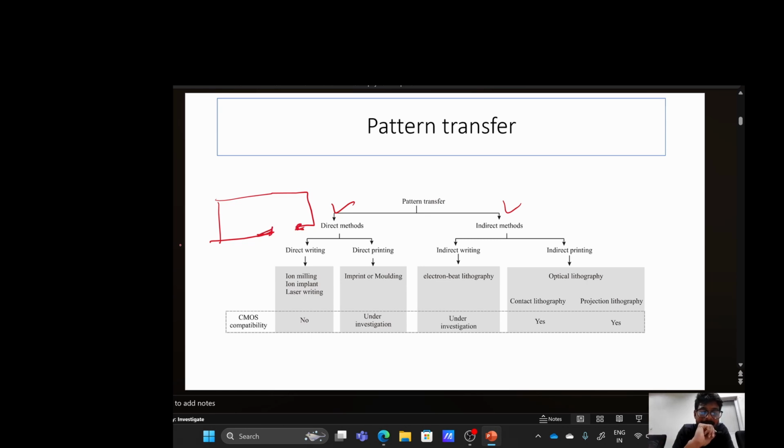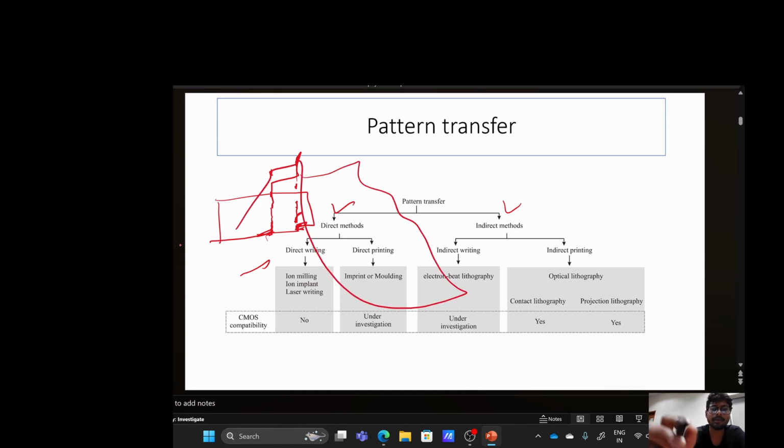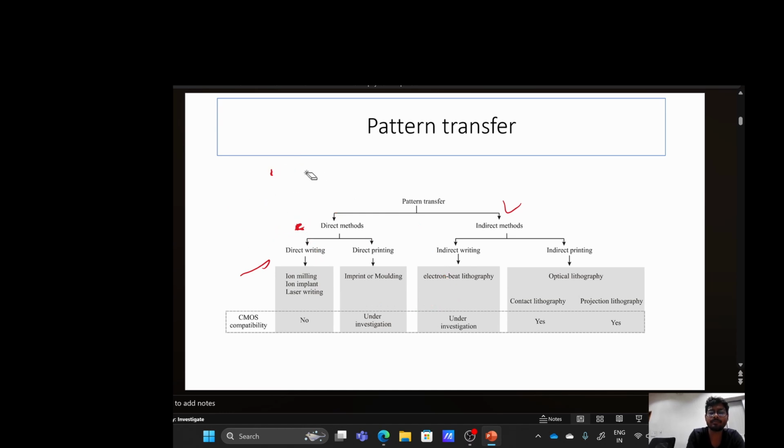So what that wafer does is, over that wafer you can do, okay, why I cannot write, is there anything? Okay, wait.